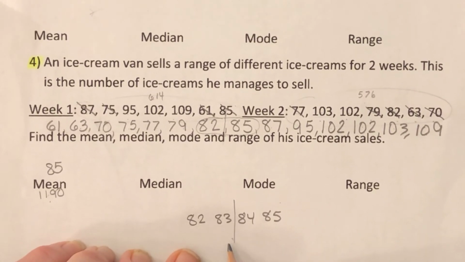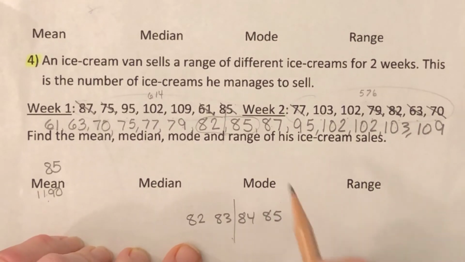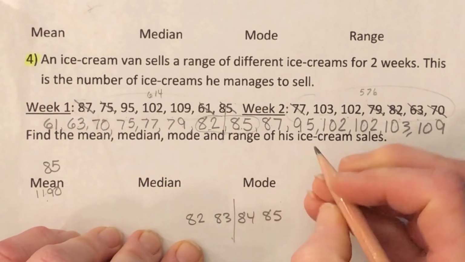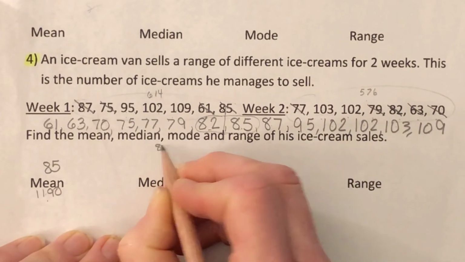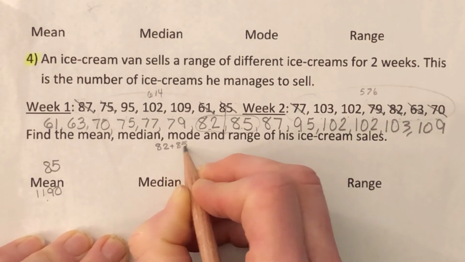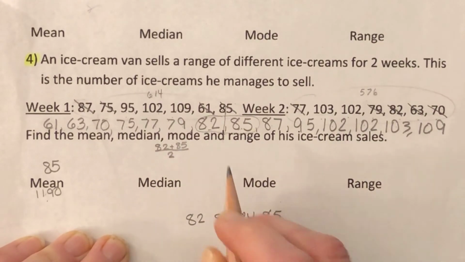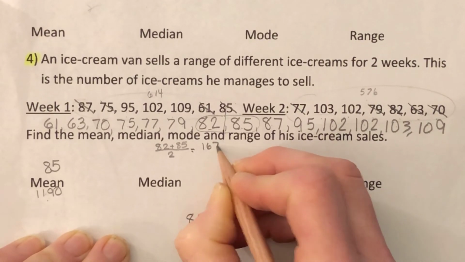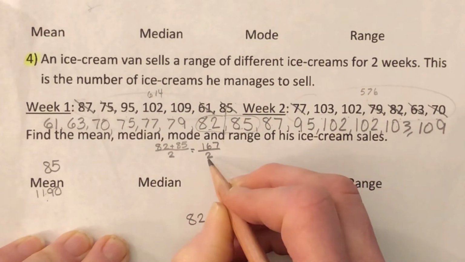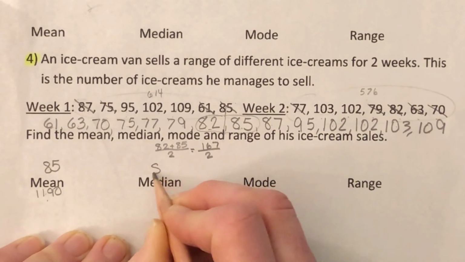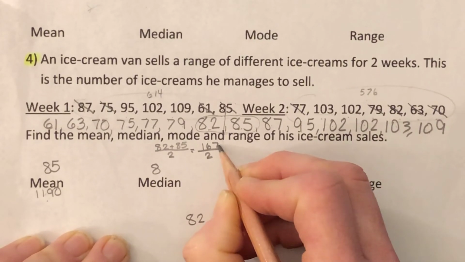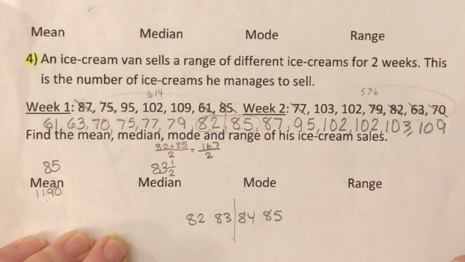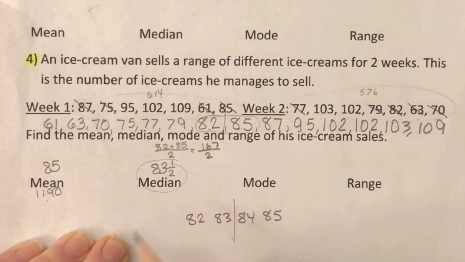But if you're not sure, remember the method to find it out is to take these two numbers, add them together. So I will do that. 82 plus 85, and then divide by 2, because they're two numbers. You end up with 167 divided by 2. 2 goes into 16 8 times. 2 goes into 7 3 times, with 1/2 left over. So the median is 83.5.